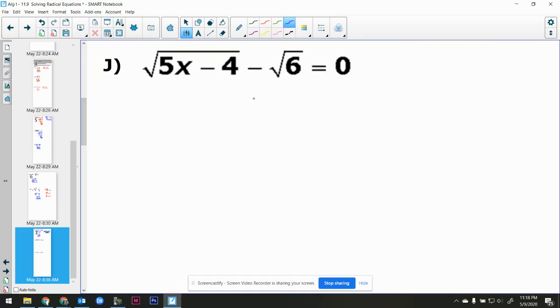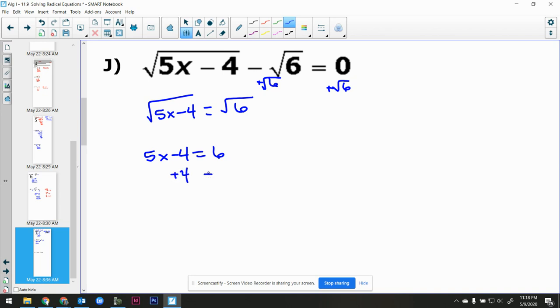Okay, so what am I going to do to balance this equation? I'm going to get the square root isolated on each side. If I add the square root of 6 to the other side, that's going to give me this. Right? Do you see that? If I add this square root of 6 on both sides, that's going to leave me with this equation. Now, if I've got a square root on both sides, I can just take that square root off. 5x minus 4 is equal to 6. I add 4 to both sides. I get 5x is equal to 10. And I divide by 5. x is 2.